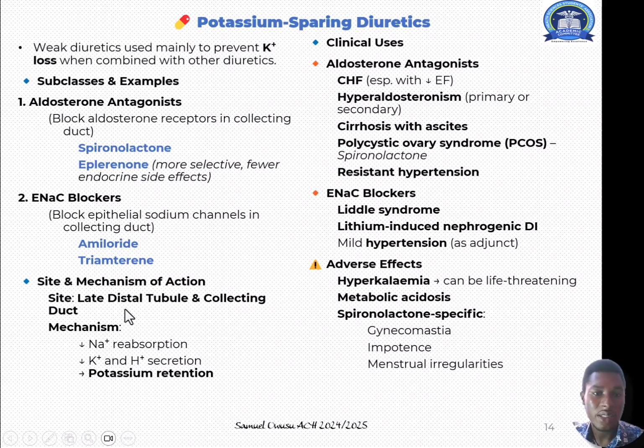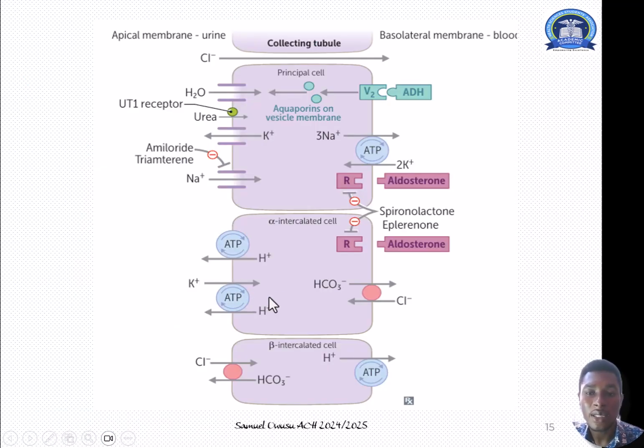Their action is that for the aldosterone antagonists, they tend to block aldosterone receptors in the collecting duct. Okay, so remember that I mentioned that the collecting duct has two types of cells. We have the principal cells and the intercalated cells. The intercalated cells are also divided into two: alpha intercalated and beta intercalated cells. Okay, now the principal cells contain certain receptors for aldosterone. Okay, as well as some of the alpha intercalated cells, and aldosterone tends to bind to these receptors.